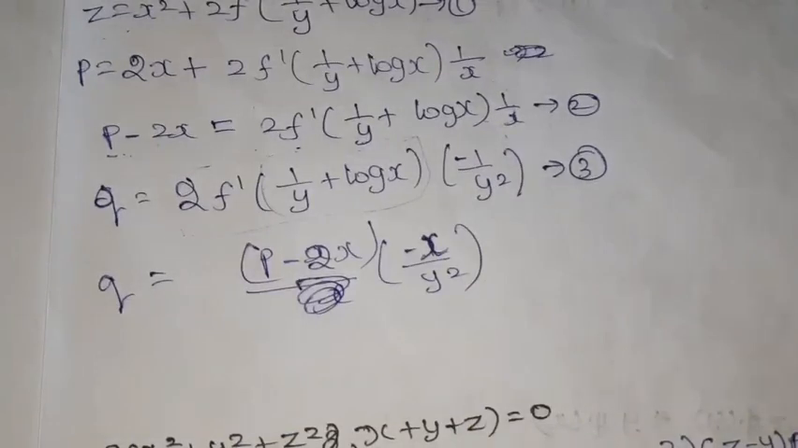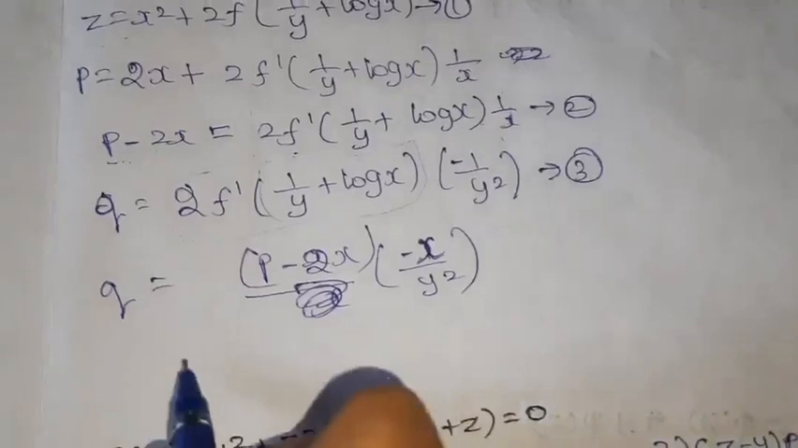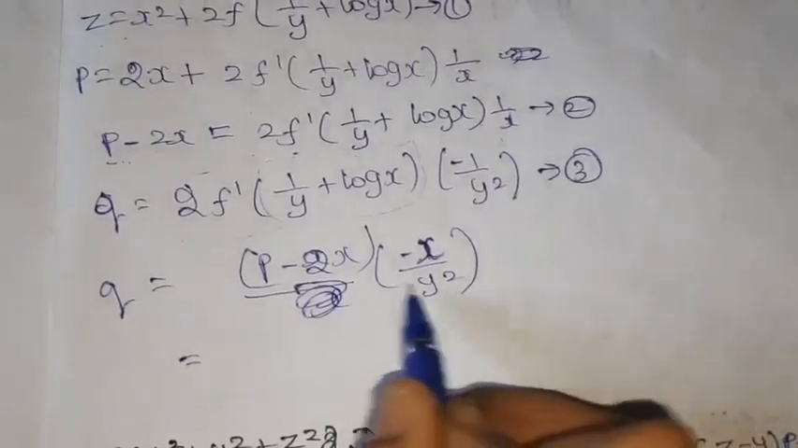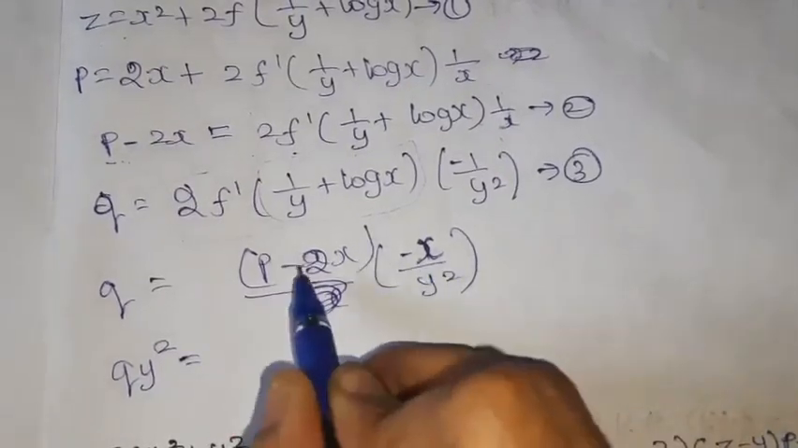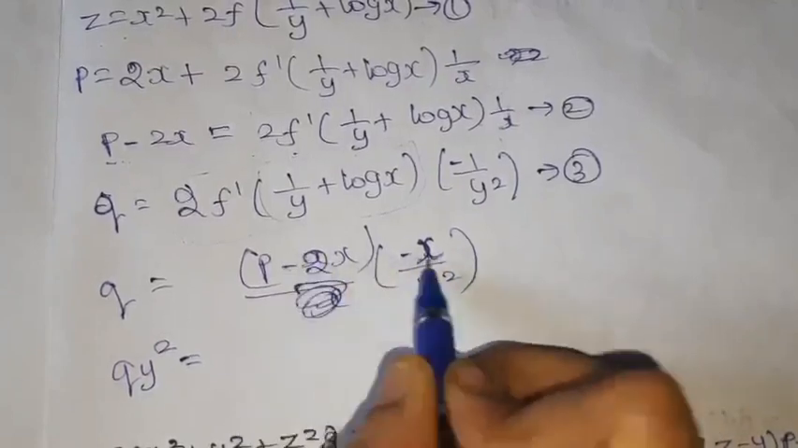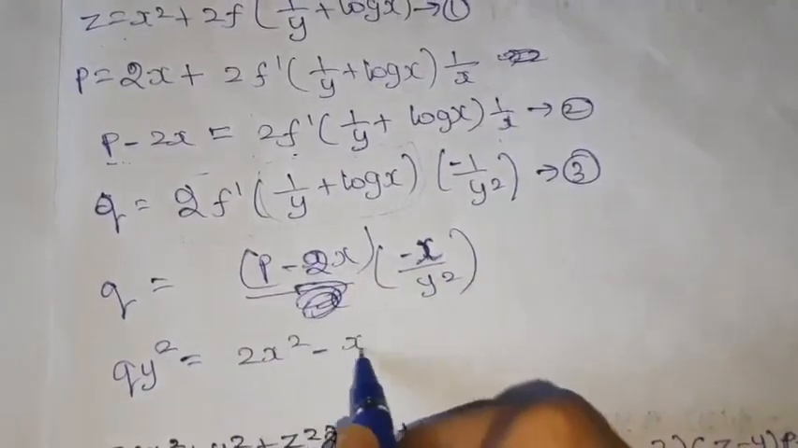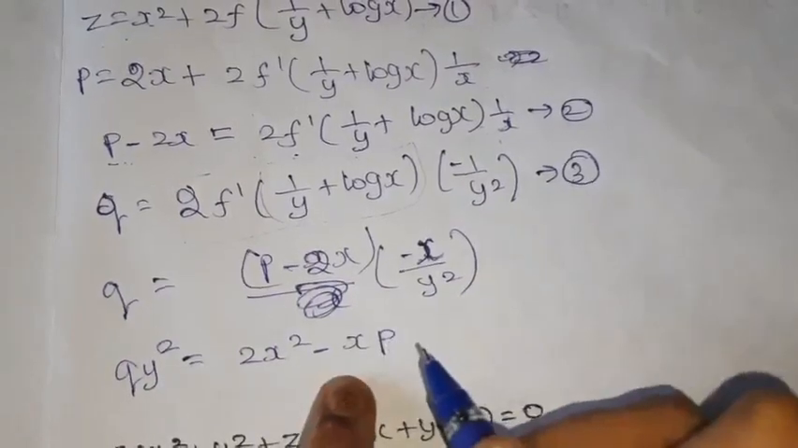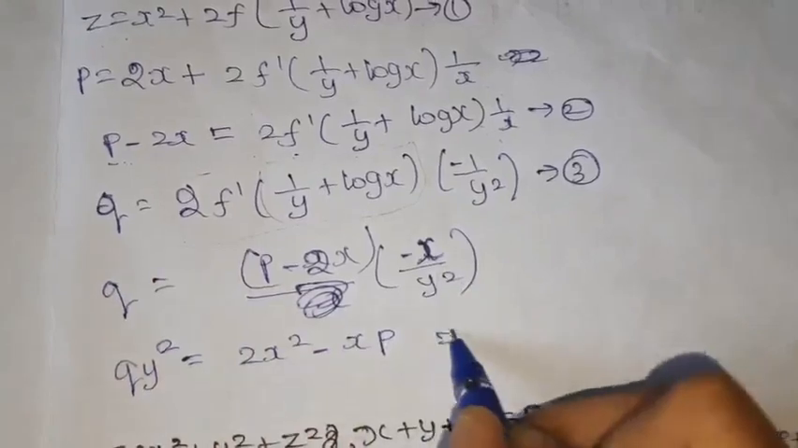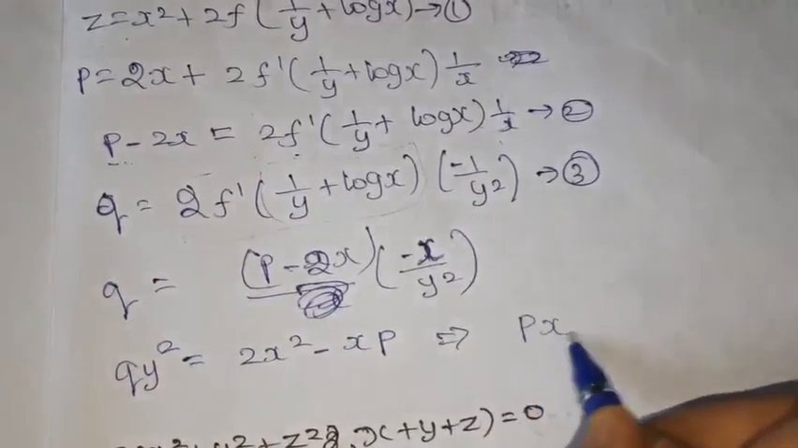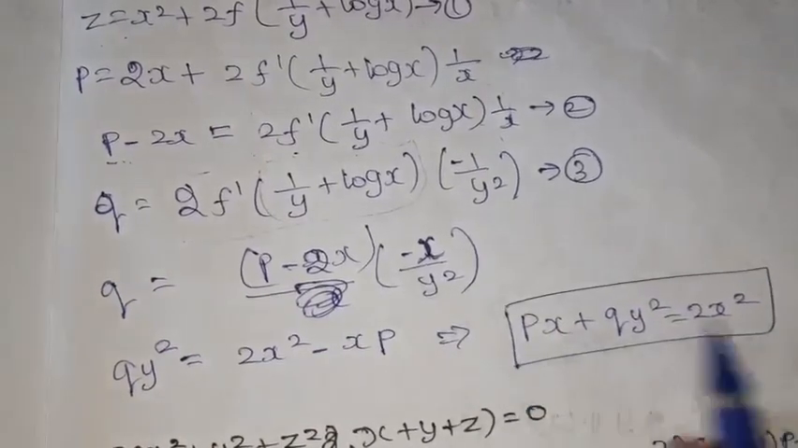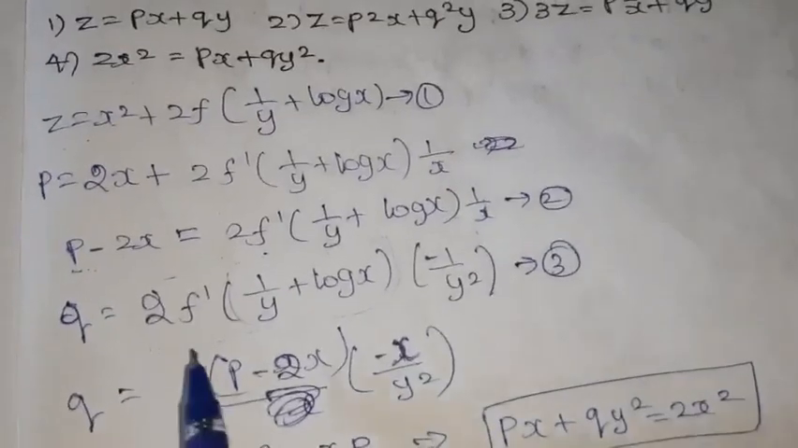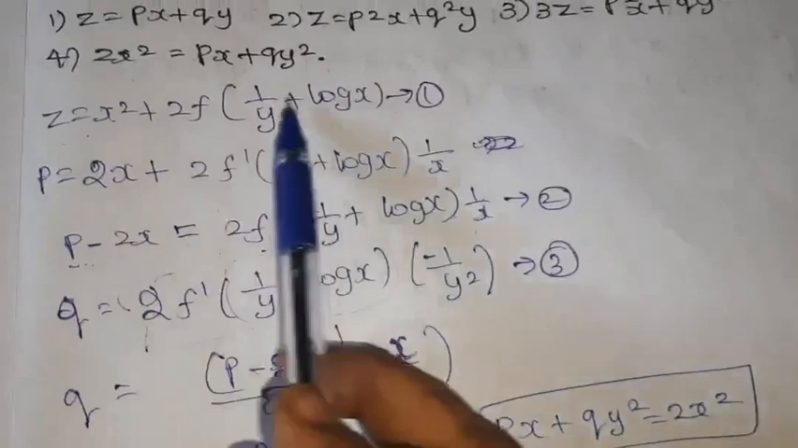Then what we need to do? We need to multiply inside. We get q y squared, y squared in the denominator goes to that side as q y squared. Then multiply by x: minus 2x first time, minus into minus, plus 2x square minus xp. So xp goes to that side as px plus qy squared equal to 2x squared. So this is the answer. By comparing this, option 4, px plus qy squared equal to 2x squared, is the right option for this problem.